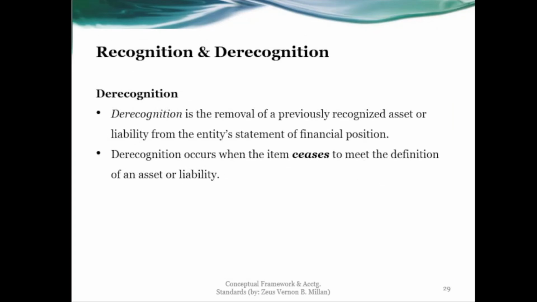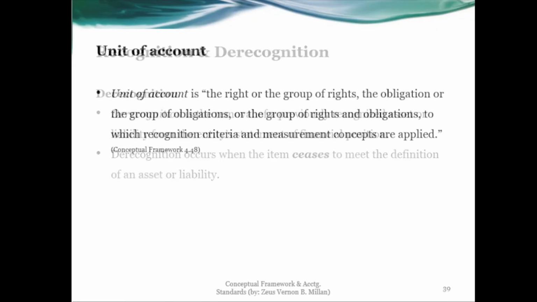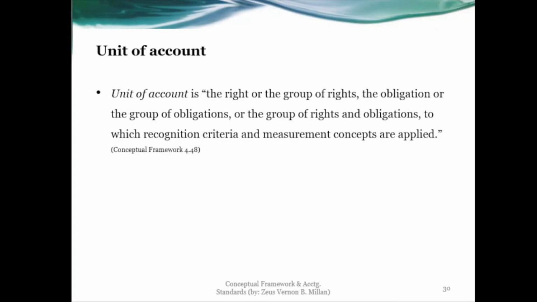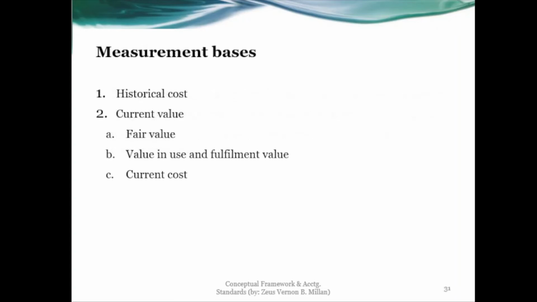Now, about derecognition, it is the removal of a previously recognized asset or liability from the entity's statement of financial position. Derecognition occurs when the item ceases to meet the definition of an asset or a liability. Next is about unit of account. So, unit of account is the right or the group of rights, the obligation or the group of obligations, or the group of rights and obligations to which recognition criteria and measurement concepts are applied.